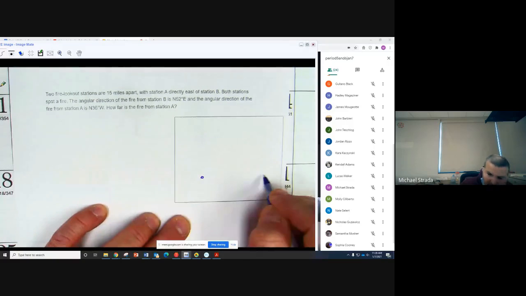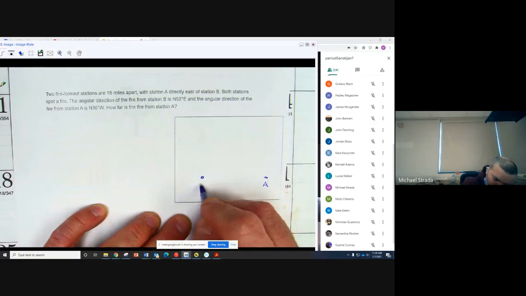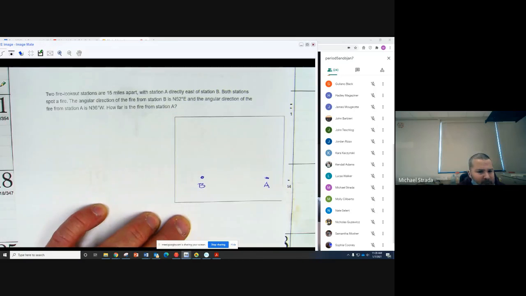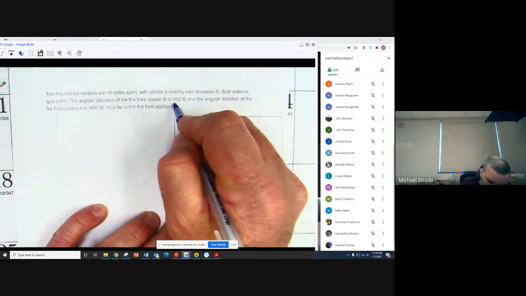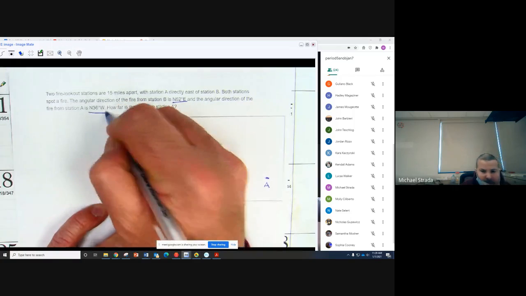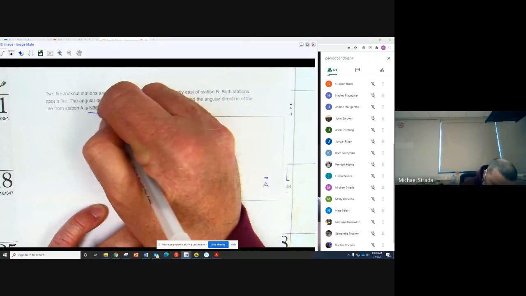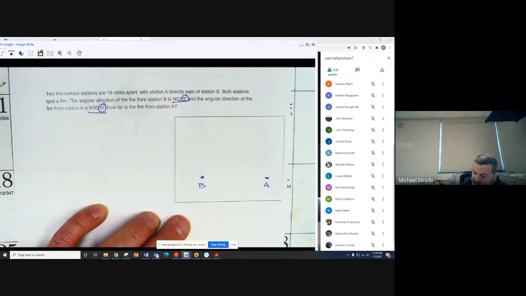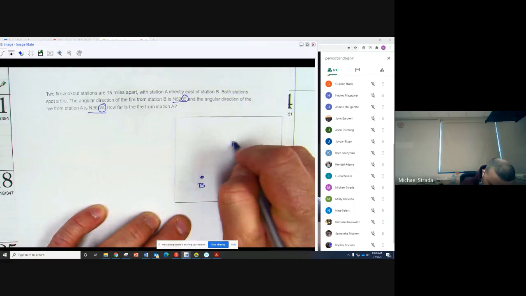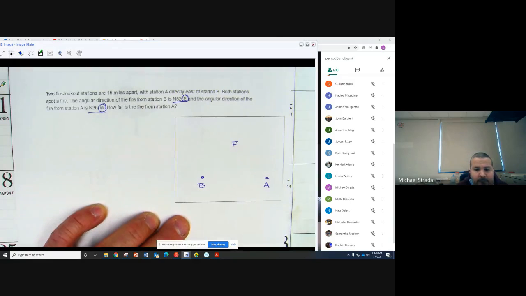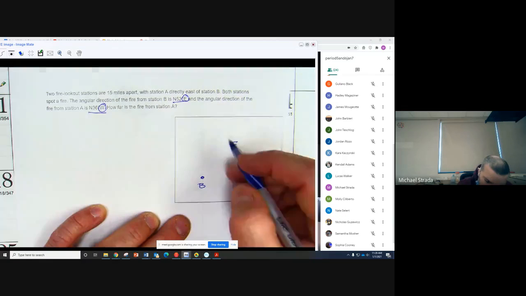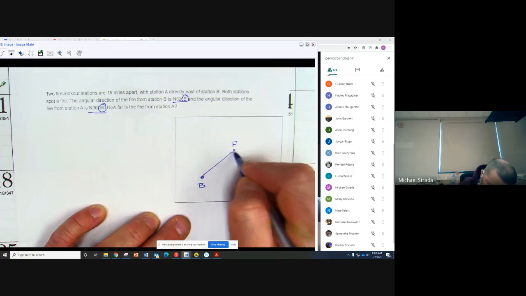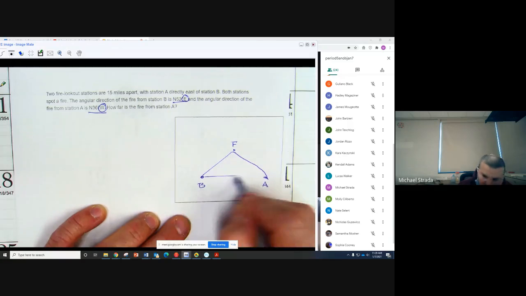Basically, they say A is directly east of B. Well, obviously, you need to know what east and west are. Now, the fact that one is north 52 degrees east and one is north 36 degrees west, the key part we're looking at with the bearings is that they're coming from the opposite direction. That tells us the fire is in between. So there's our triangle we're going to use for law of sines.